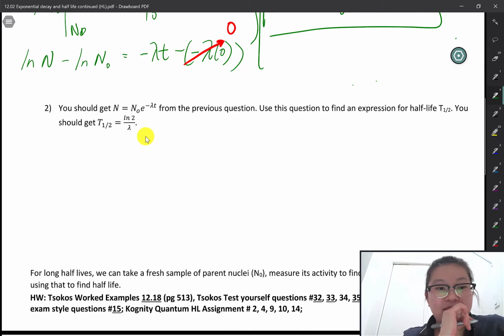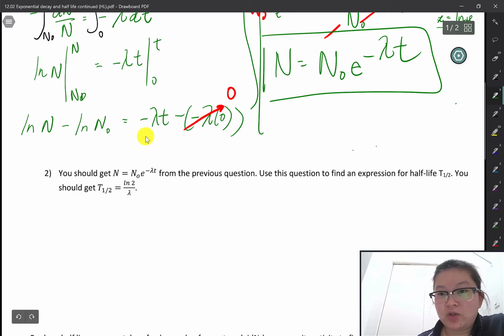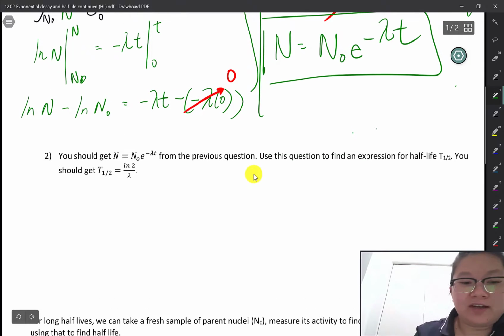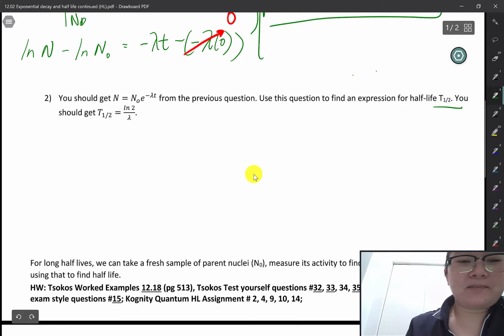So let's begin. Use this question to find an expression for half-life. You should get that half-life is equal to this. Essentially, we want to use this equation to give us an expression for half-life, where T is equal to half-life.